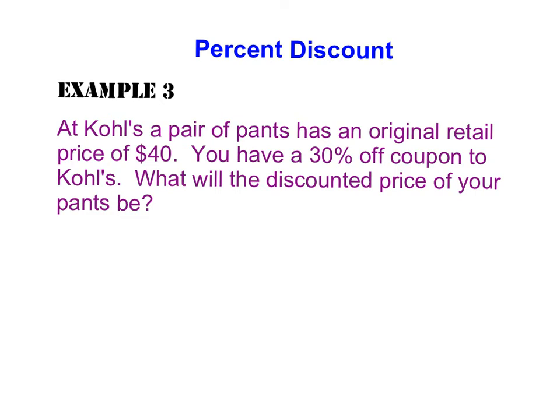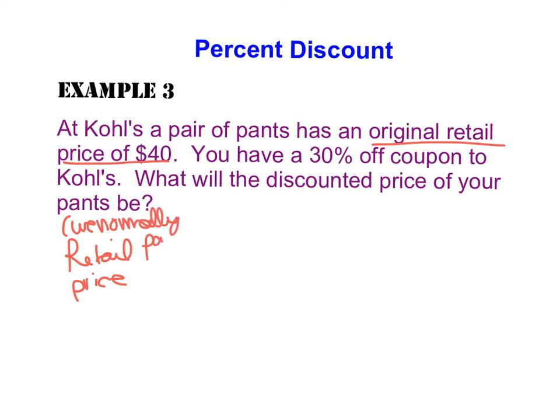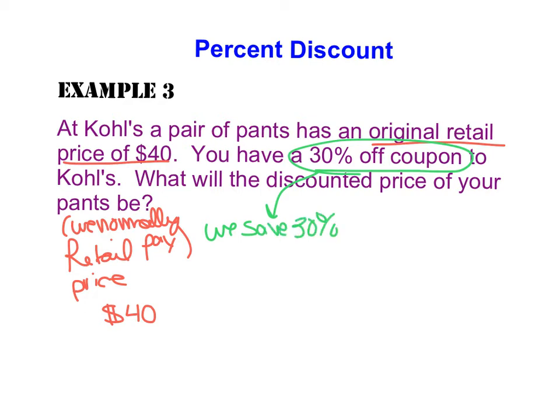This one says that at Kohl's, a pair of pants has an original retail price of $40. So this is our retail price, and this is what we normally pay for that item. So remember, retail means we normally pay this amount for that item. And here that amount is $40. But we have a 30% off coupon. If you have a Kohl's charge card in your family, you probably know what I'm talking about. So we have a 30% off coupon, which means we are going to save 30% on that item.